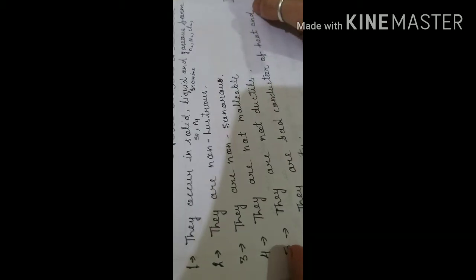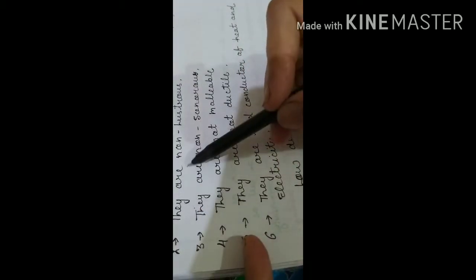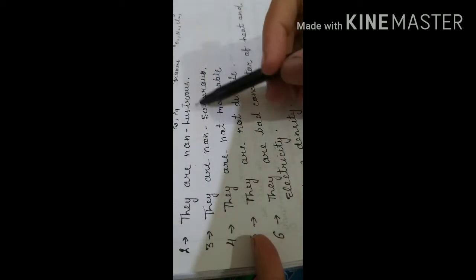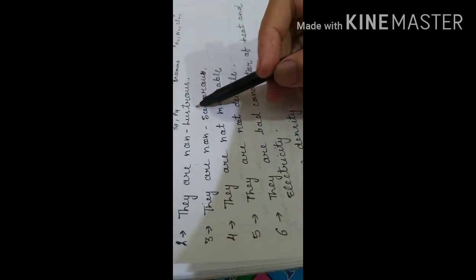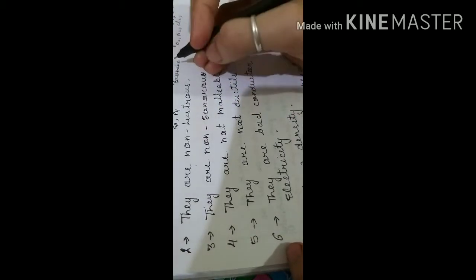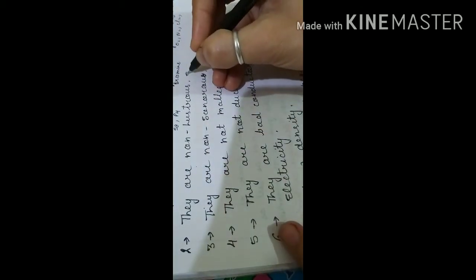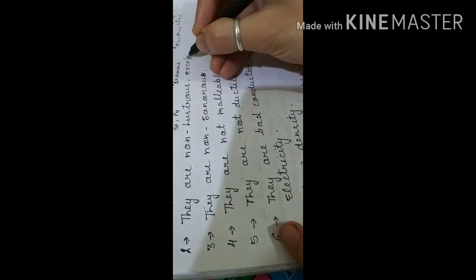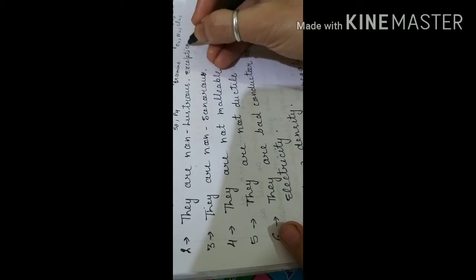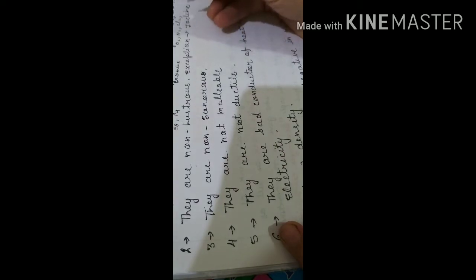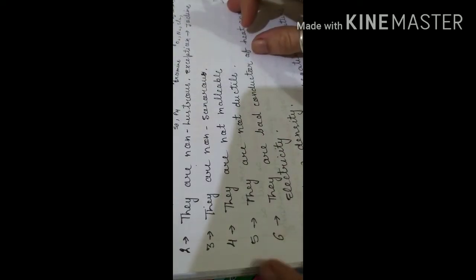Now, they are non-lustrous. Normally it is said that non-metals are non-lustrous. Against it, metals were lustrous, means they were shiny. But here I am telling they are normally non-lustrous, but there is an exception. Iodine is the non-metal which is lustrous, which produces shine. You must know that.